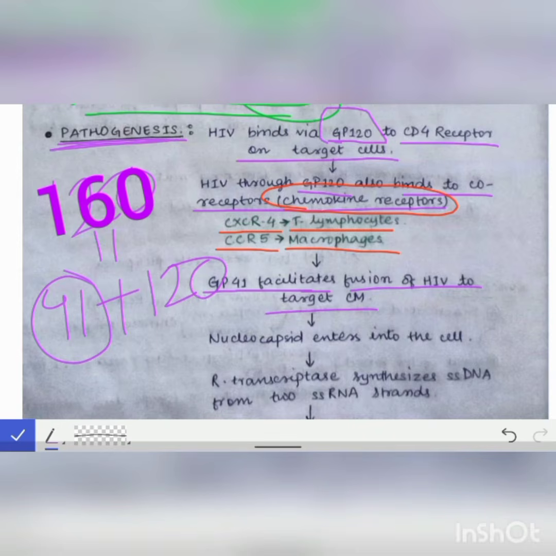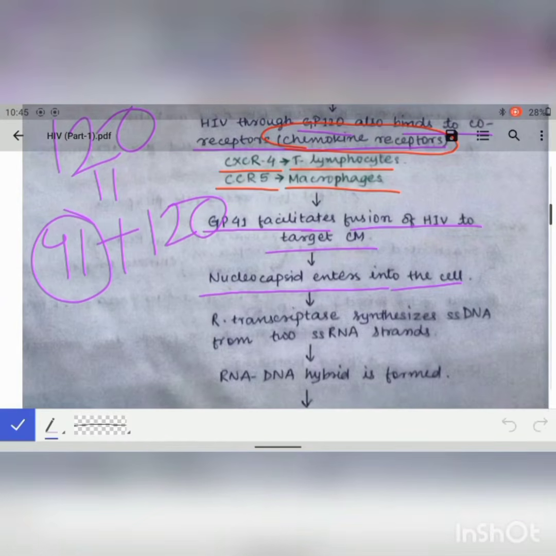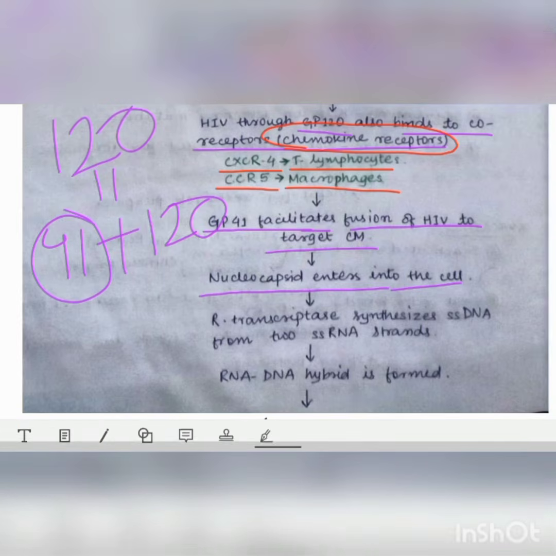Once that fusion is completed, the nucleocapsid of the virus enters inside the target cell. After entering the target cell, the capsid will be broken, and after breakage of the capsid, the reverse transcriptase, the integrase, the protease, and the RNA of the virus are released in the cytoplasm.